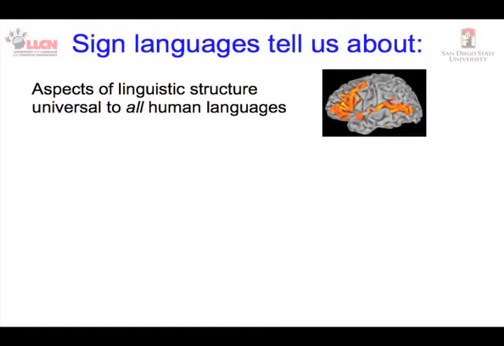One of the things that studying sign languages tells us is what's really universal to all human languages. You can't make statements about what's common to all languages without looking at sign languages. And I would argue that theories that can account for both signed and spoken languages are to be preferred over theories that only account for spoken language data, or theories that only account for sign language data.